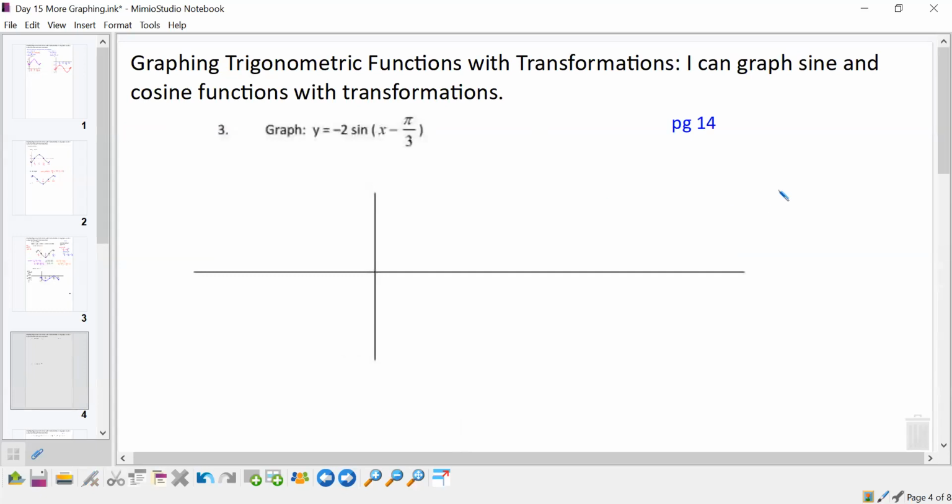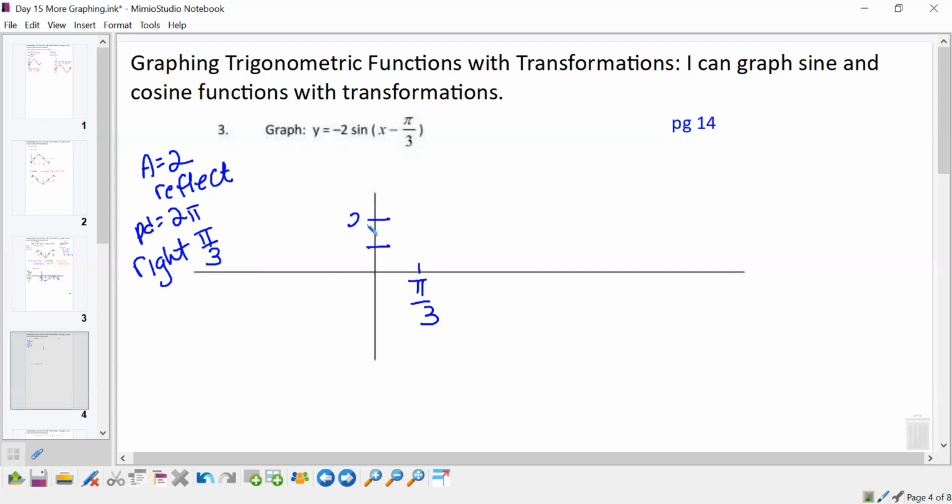All right, number 3. We have an amplitude of 2 with a reflection. The period is 2 pi, because there's a 1 for the b value. And our starting point is going to be to the right, pi over 3. I'm going to mark my amplitude, because that's the easy part. The midline's at 0. There's no slide up or down.